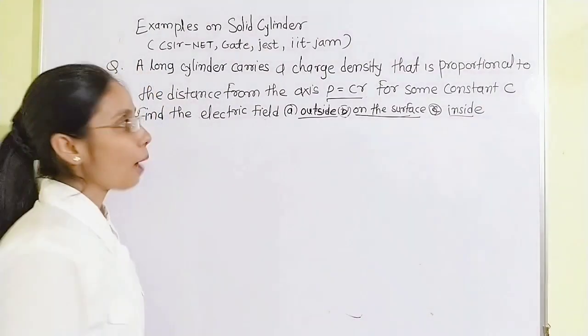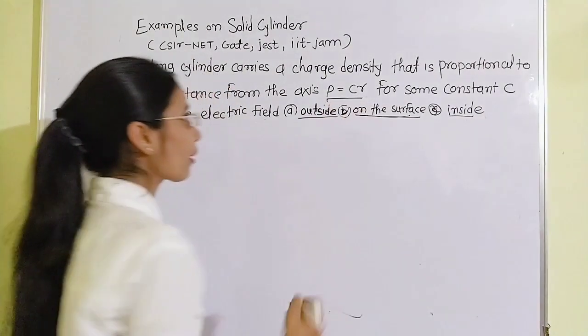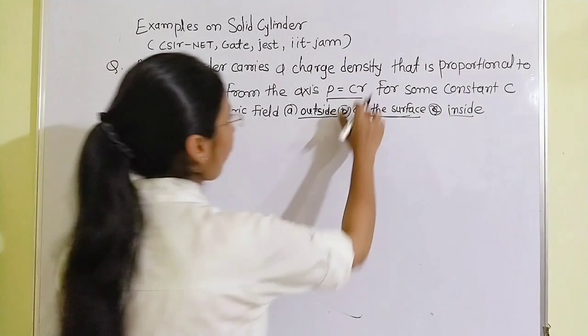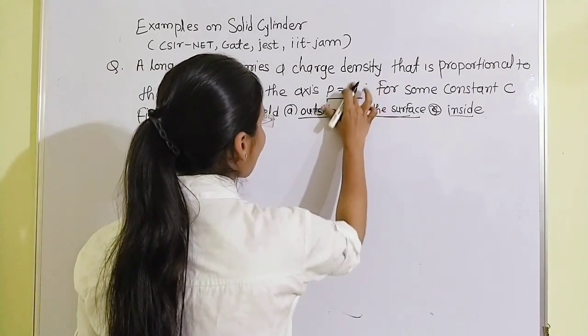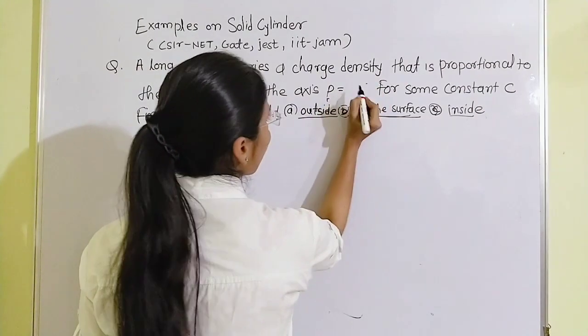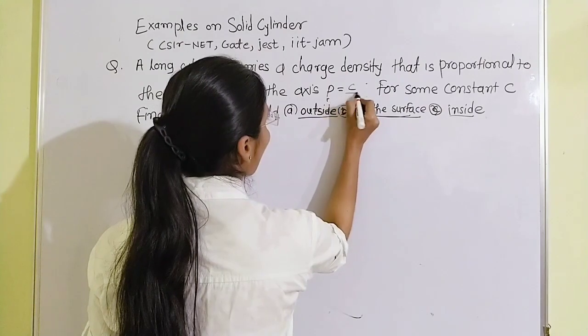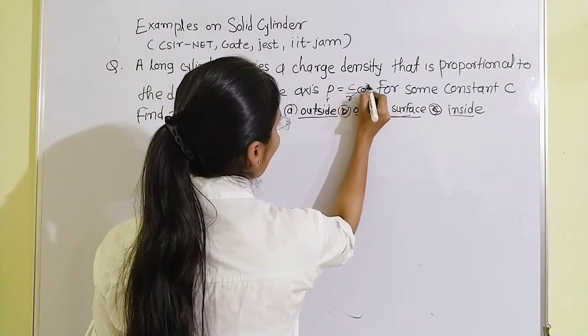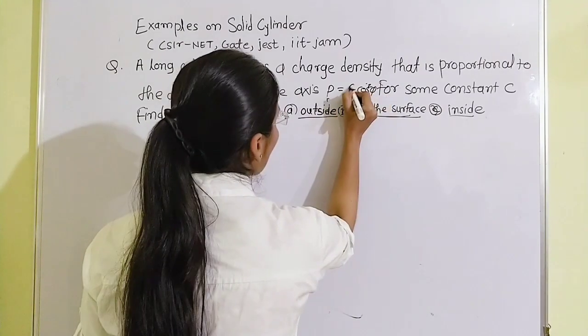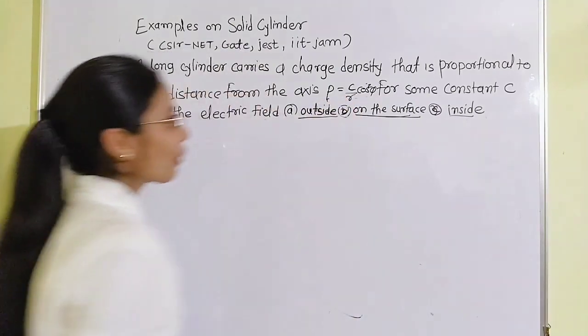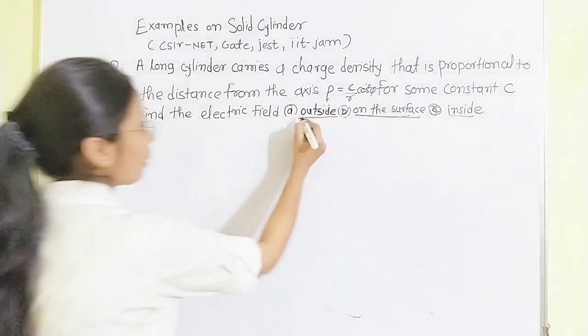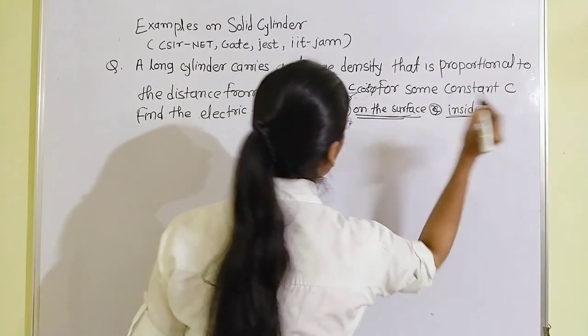So let's change the value of rho here and practice. Again we change this value: rho is equal to C by R cos square phi. So using this value of rho, we can calculate the electric field outside, on the surface, or inside.